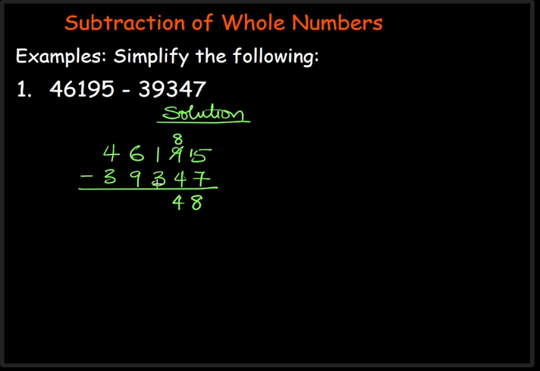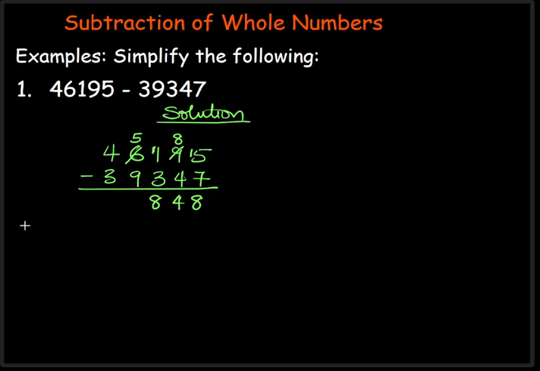1 minus 3. Take note, 1 minus 3 is not possible. So we come to the next digit. The next digit is 6. Borrow from 6, and this will give us 5. So the one you borrowed will come down here, and that will make it 11. 11 minus 3 will give us 8.